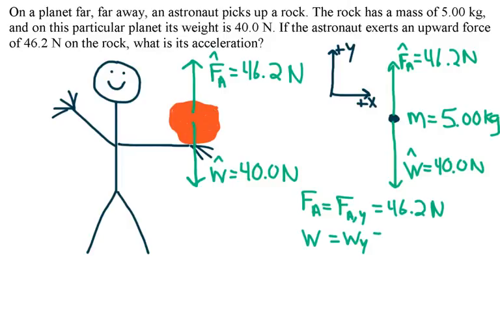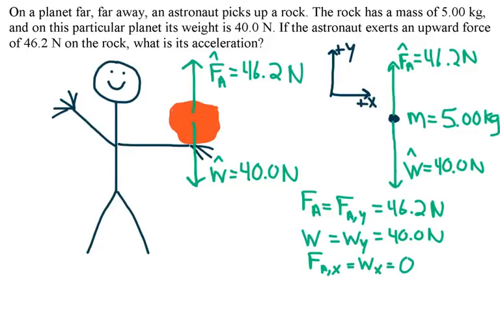So the y component of the weight is 40.0 newtons. And just for clarity, we can say that the force of the astronaut in the x direction is equal to the weight in the x direction, which are both equal to 0. But the only reason that they're both equal to 0 is because the two forces are parallel to the y-axis.